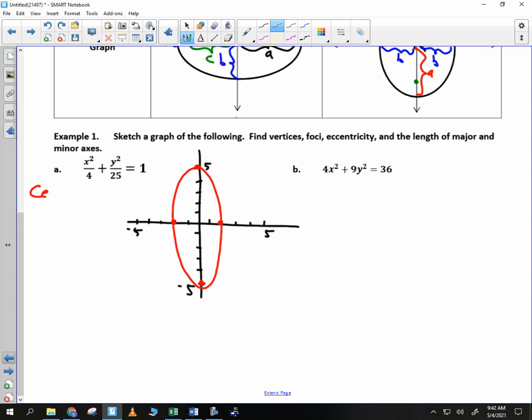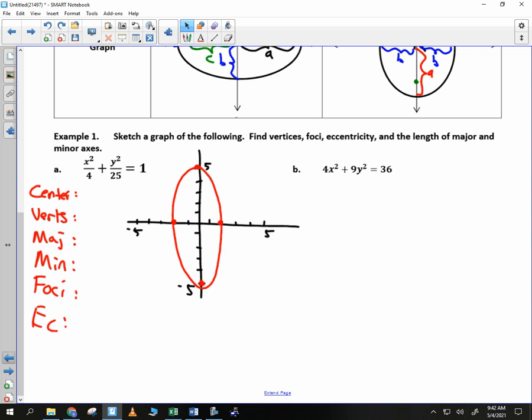So let's identify the center, the vertices, the length of the major axis, the length of the minor axis, the foci, and the eccentricity. Where is this thing centered? 0, 0.